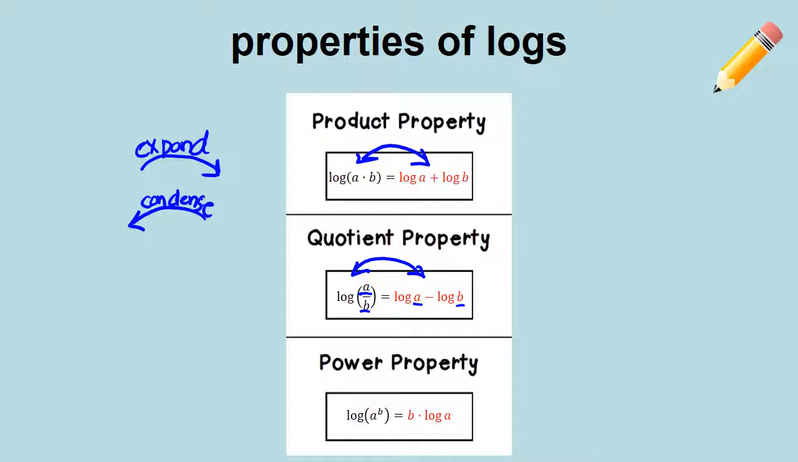Again, if you need to pause this to write it down, the power property says that if I have a log of a to the b power, and all of these are common logs right now, meaning base 10, if I have log base 10 of a to the b power, I can take that exponent and it can become a factor out front. So I'm going to multiply by b. Or if I have a number out front, it can condense and become the exponent.